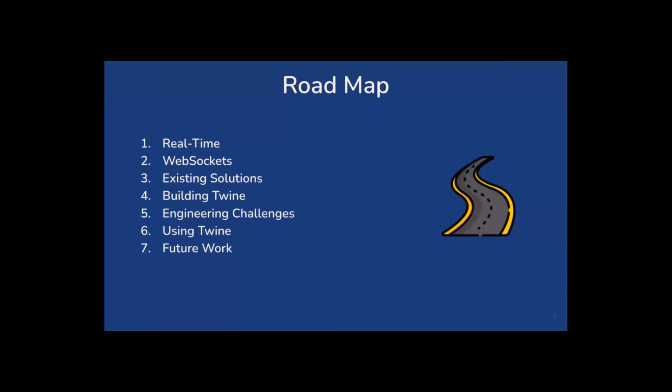Here's a roadmap of what we're going to discuss today. We will start by defining what real-time is and the different ways it can be implemented. From there, we will zoom in on one way in particular, WebSockets. We will define what WebSockets are, their advantages, and their challenges. We will then discuss the current existing solution to these challenges and why we chose to build Twine. From there, we will discuss our journey of building Twine and some difficulties we encountered along the way. We will explain how a developer can use Twine in their existing application. And finally, we will wrap up with some future improvements that we would like to make to Twine.